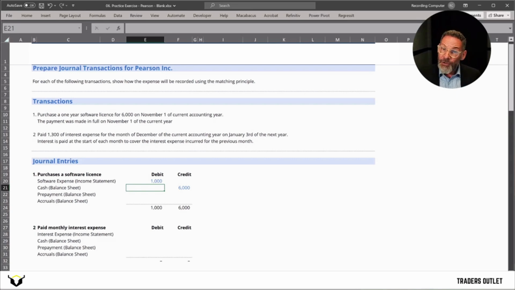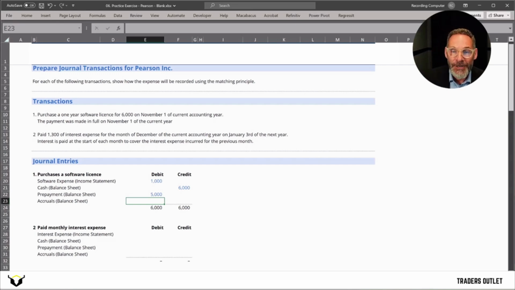We're owed that. So that's an asset. And we call that asset a prepayment. And that's going to be equals, we're just going to take the 6,000 divided by 12, which we know is 500 a month. And we are owed 10 months of service. Congratulations, we've done our journal entry, our debits match our credits, and we've also stayed true to the matching principle.